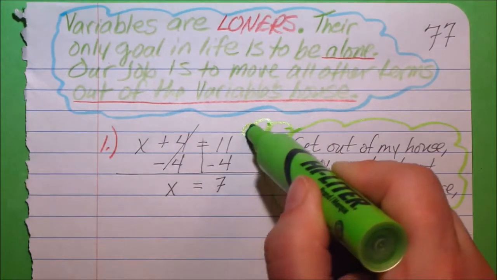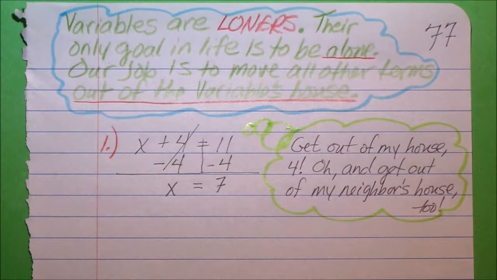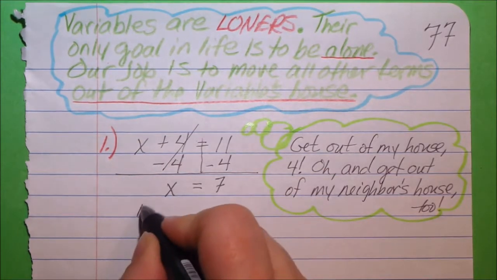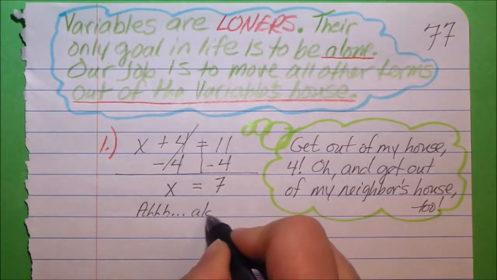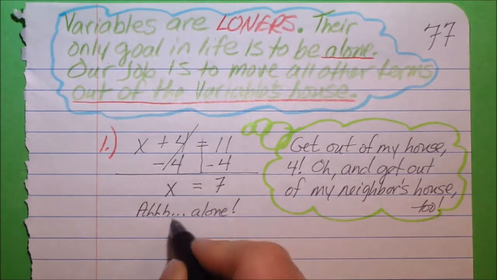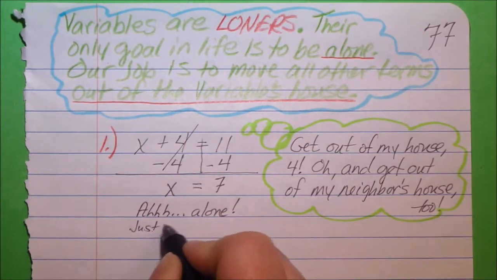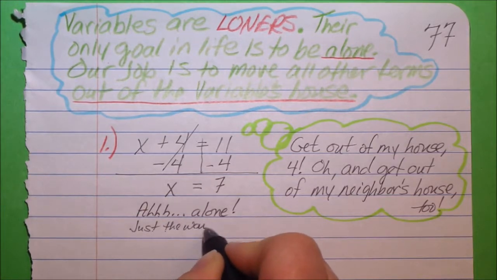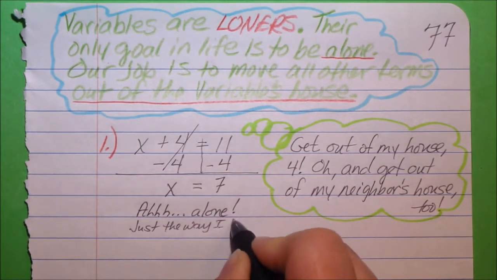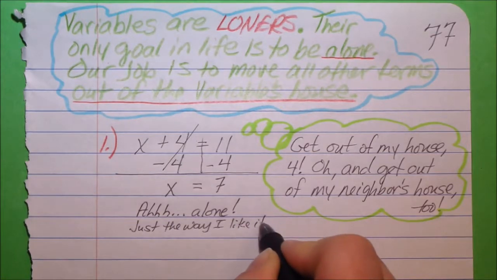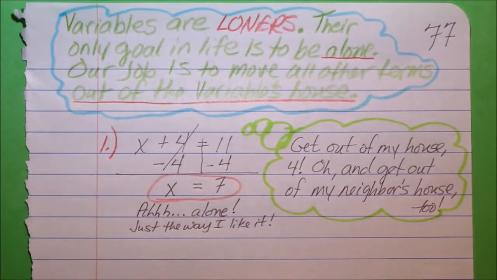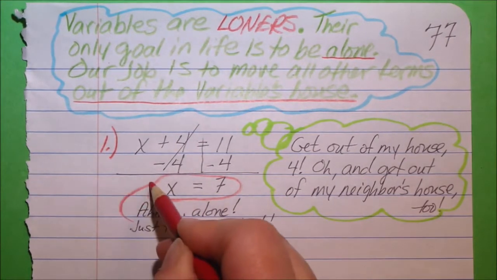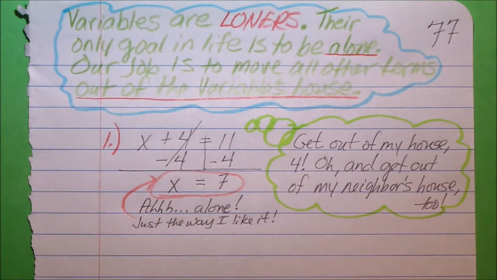So that's what we did. We helped X out. We evicted 4, got him gone, and so now X is so happy. Alone. Just the way I like it. We solved this equation, X equals 7. All right, that's how it's done.